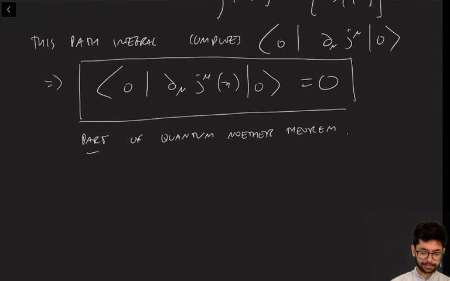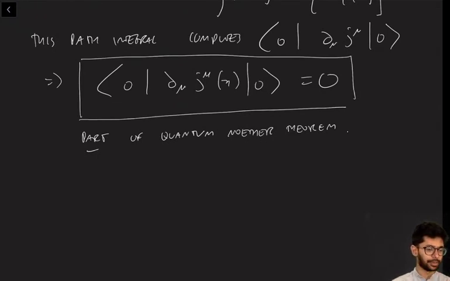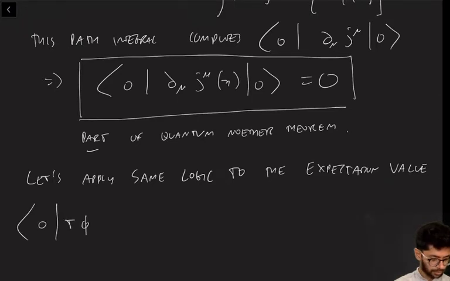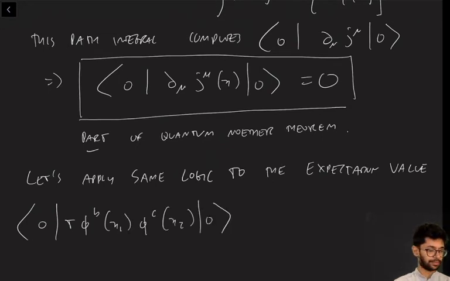So to understand that, let's now look at a slightly more sophisticated problem. Let's apply the same logic, not to the generating function itself, but to the following expectation value: the expectation value of the following time-ordered correlation function, φ_b(x1) φ_c(x2), in the vacuum.